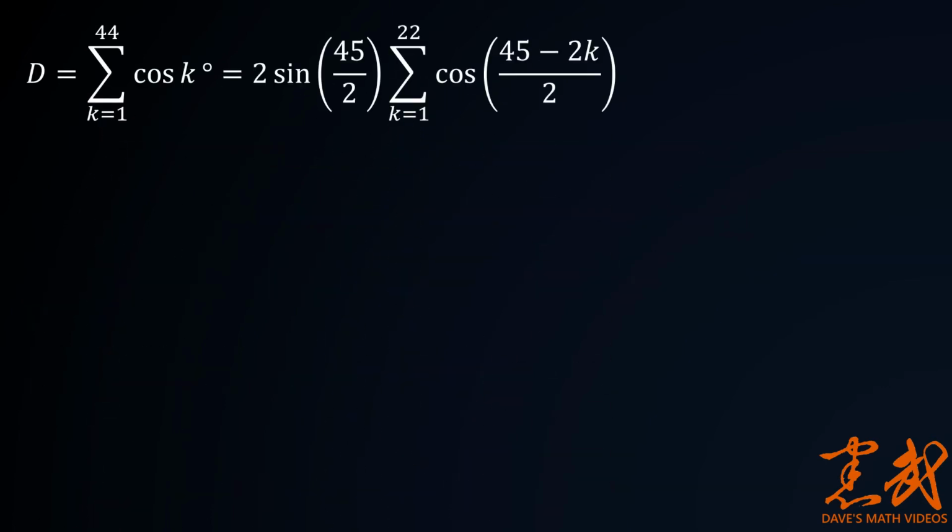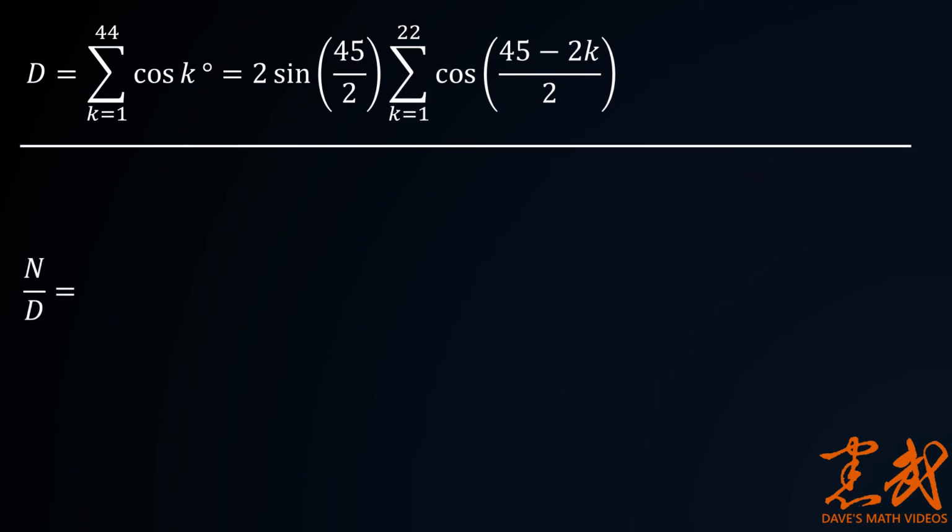Once more, we're going to add up the terms, and the denominator will be equal to 2 times the sine of 45 over 2 times the sum from 1 to 22 of the cosine of 45 minus 2k over 2.